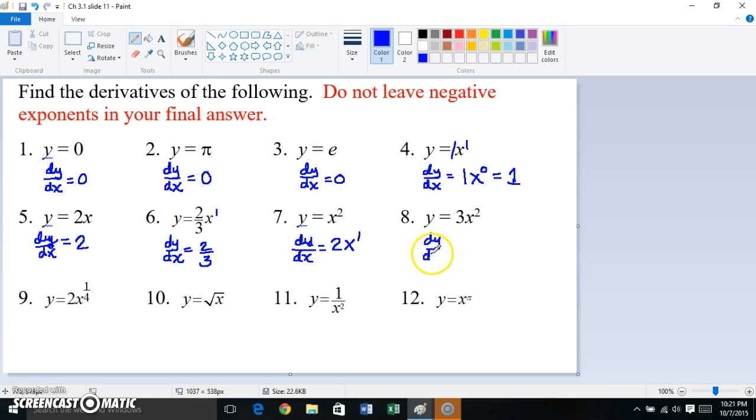Y equals 3x squared. Bring the power down in front. 2 times 3 is 6. Reduce the power by 1. 6x to the first. Again, a quadratic function has a linear derivative.